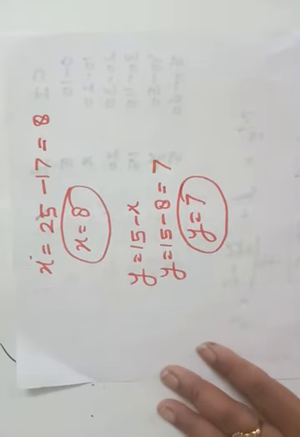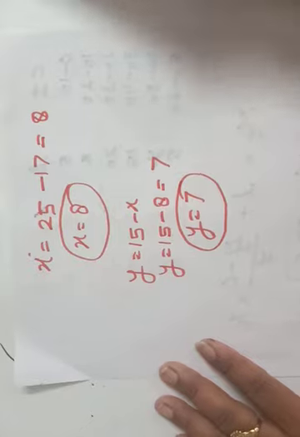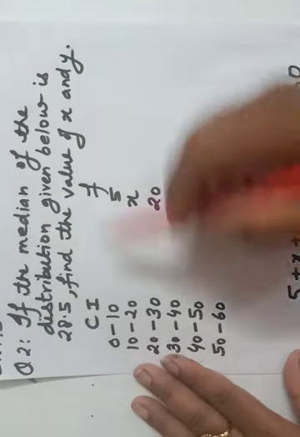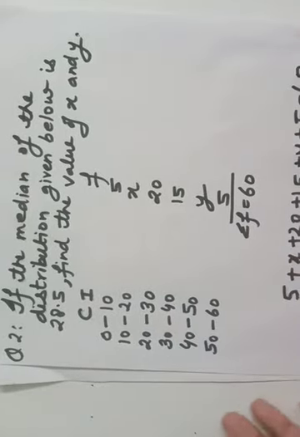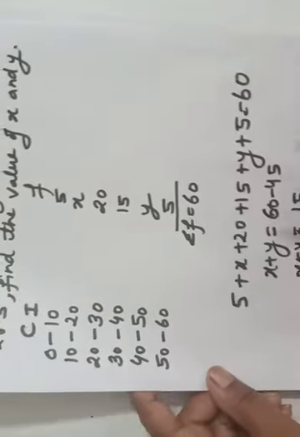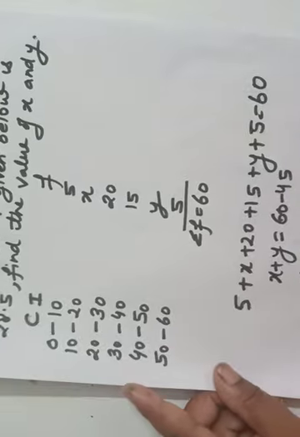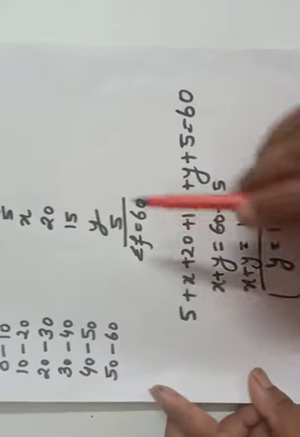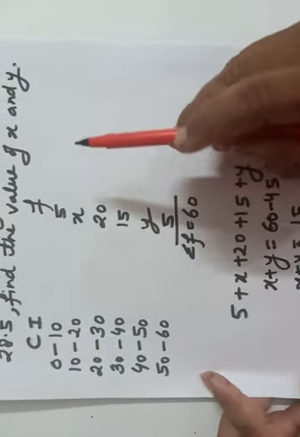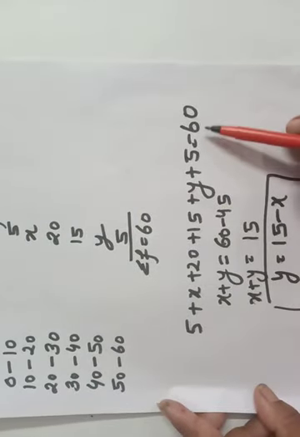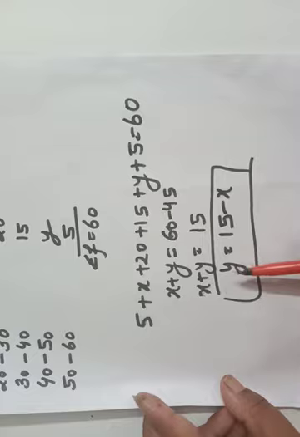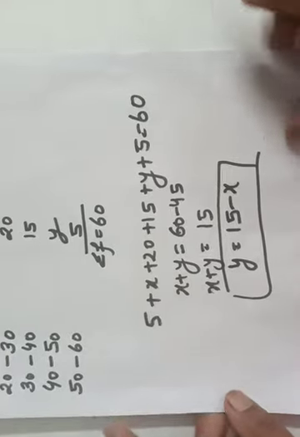So I hope it is clear. Let's recall each and every step again. The data is given to us, the median value is given to us, the frequencies are missing here. So first of all, we will convert these two variables into one variable. How? Because it is easy to find out the value of one unknown variable. So we sum up and equate with 60, and we have got the relation that y is equal to 15 minus x.